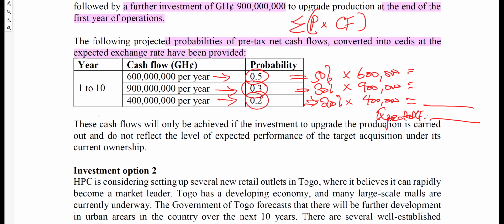So this is all about expected value. When there's risk and uncertainty, they'll just give you probabilities. Just multiply it by the cash flow. Once you multiply by the cash flow, the total sum gives you your expected cash flows or expected values.